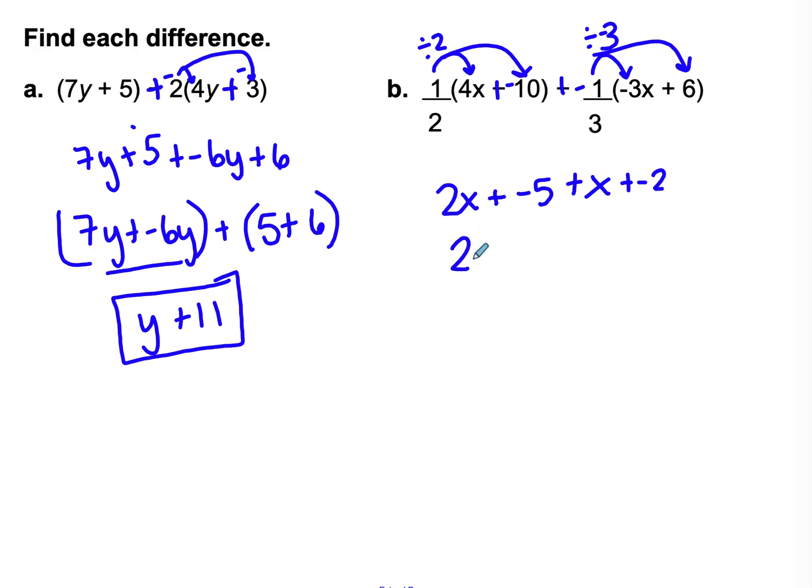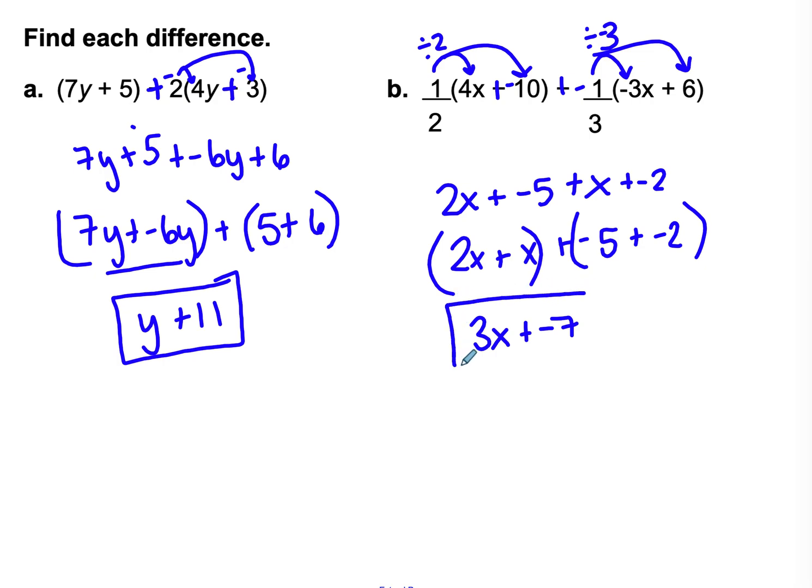All right, now I'm ready to combine my like terms. 2x plus x plus negative 5 plus negative 2. Okay, now I'm ready to combine. 2x plus x is 3x. Negative 5 plus negative 2 is negative 7. So I'm left with 3x plus negative 7.